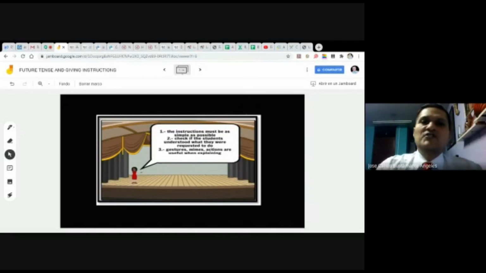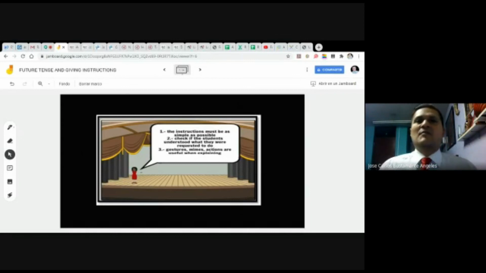Two, check if the students understood what they were requested to do. So I have to check my students if they understood my instructions clearly. I want to be completely sure if my students understood what they were requested to do. Let's focus on this because this is very important. So the teacher must monitor. Okay, did you do this? Okay, you did a great job.